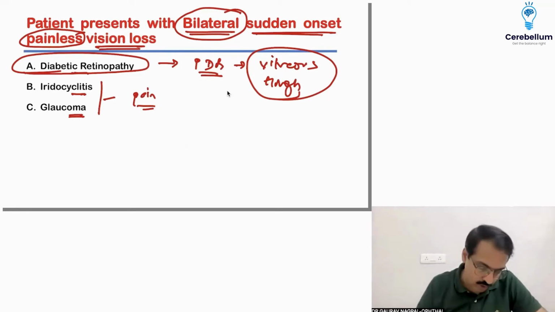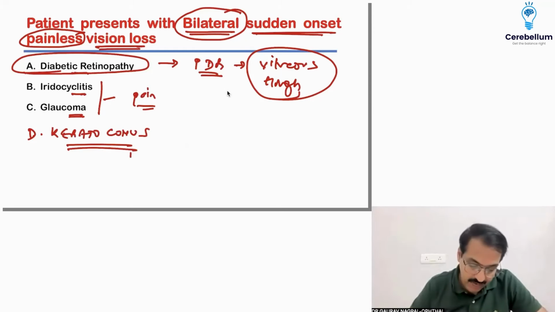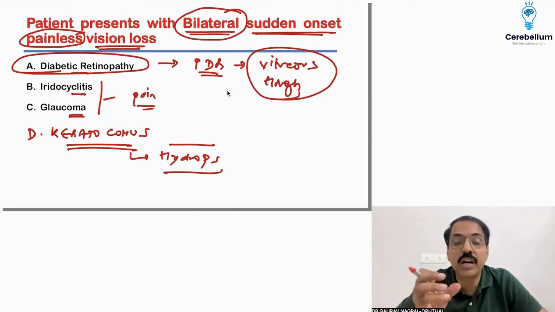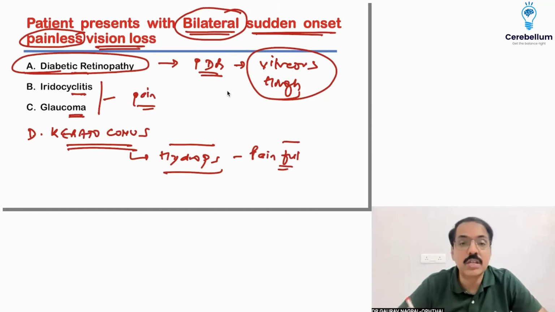Okay, keratoconus was also an option. Even in keratoconus, if there is going to be a sudden vision loss, it will be because of hydrops, that is sudden swelling of the cornea. But hydrops is also a painful condition.